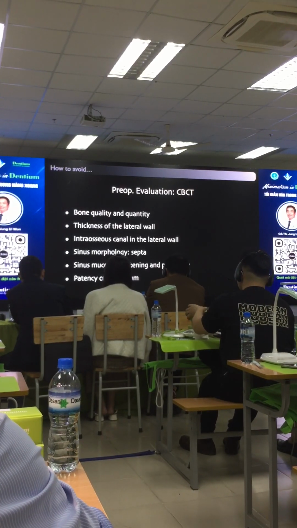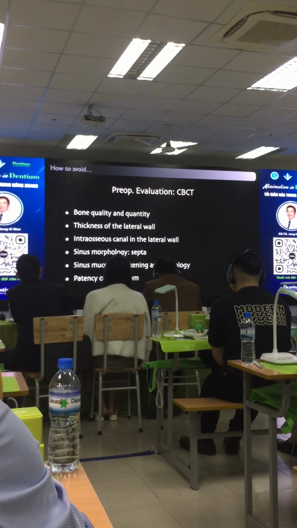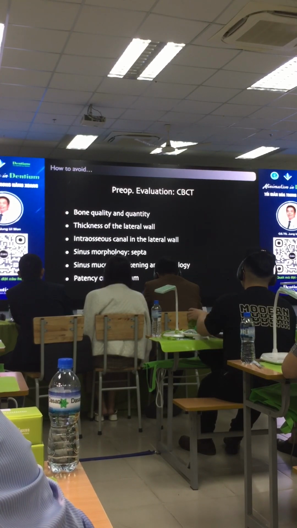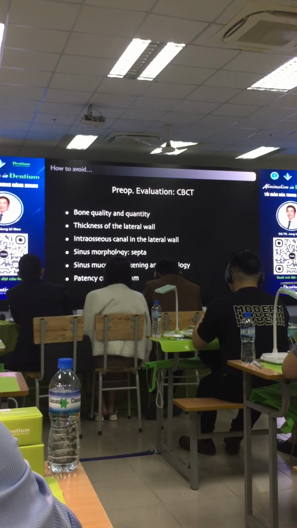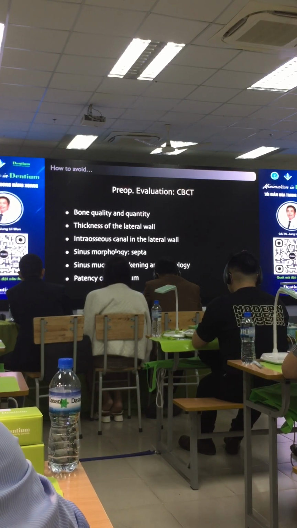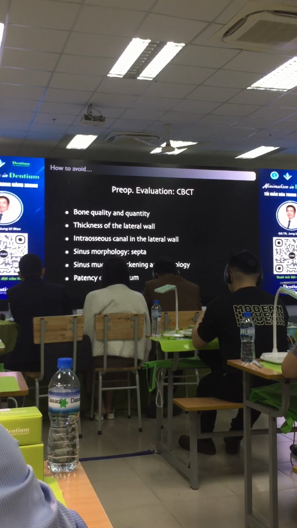In the preoperative evaluation using CT, the following items should be checked: bone quality and available bone dimension, thickness of the lateral wall, intraosseous canal in the lateral wall, presence of sinus septa and position, size, status of sinus mucosa, thickening and pattern, and finally, patency of the maxillary osteomeatal complex.